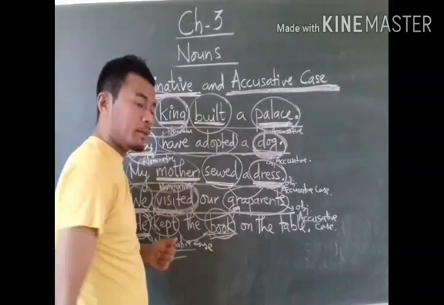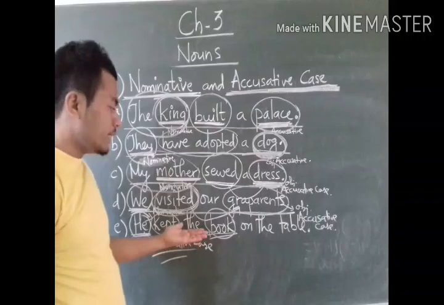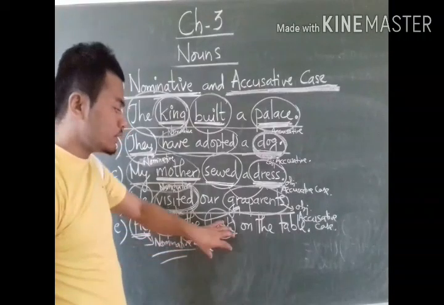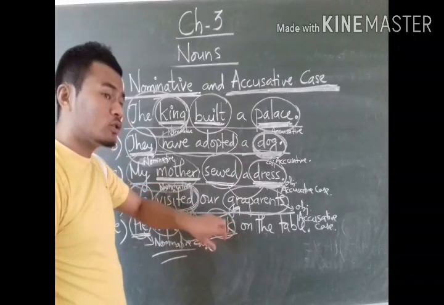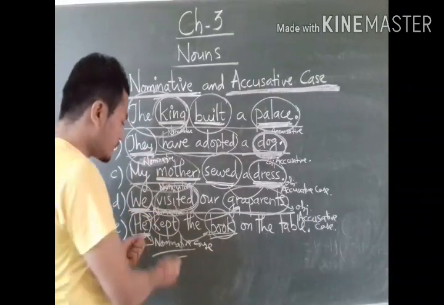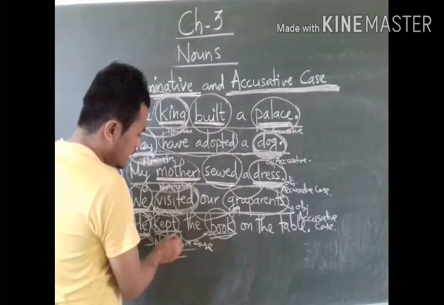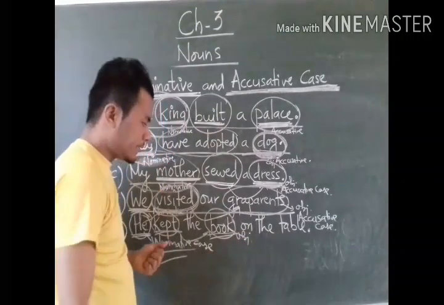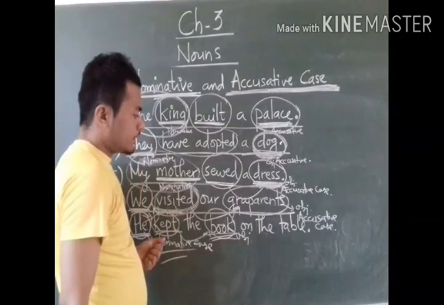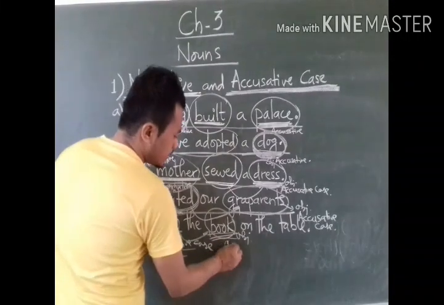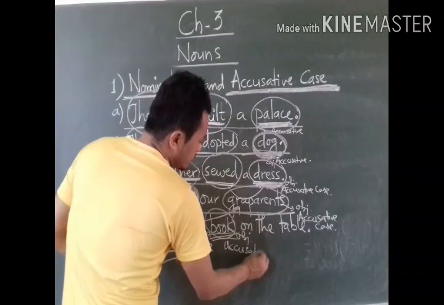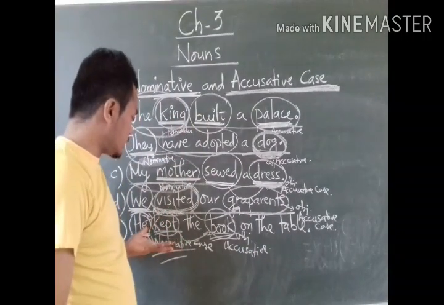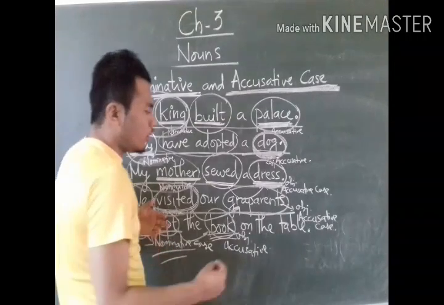See, book is the noun, but if you see this book here, the book shows us the reflected action of the subject. So here, book is used as an object. Okay. So this is accusative case. But in this sentence we have two objects. Okay. So he kept the book on the table.